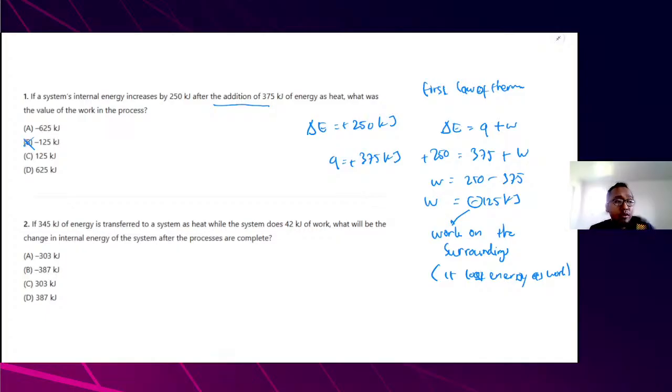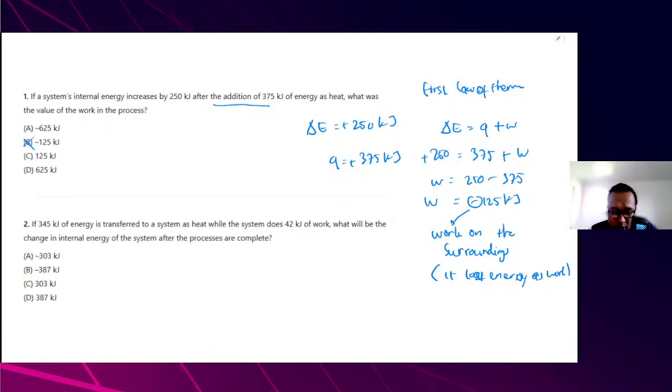Just a quick tip: if the answer is negative, the system did work on the surroundings. If W is positive, that is work done on the system, not on the surroundings.